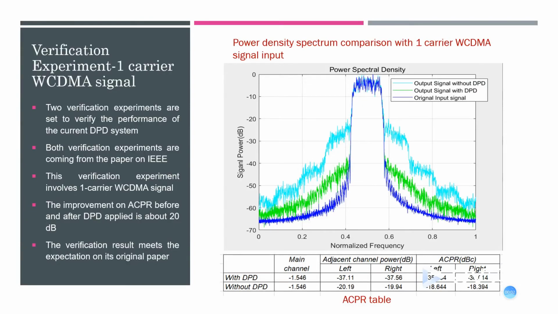I also set 2 verification experiments to verify the performance of the DPD system. Both verification experiments come from papers on IEEE. The first verification experiment involves the 1-carrier WCDMA signal. From the table, we can see the ACPR improvement before and after DPD is applied is about 20 decibels. The verification results meet the expectation in the original paper.